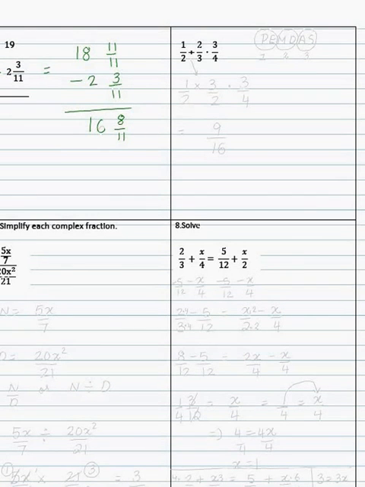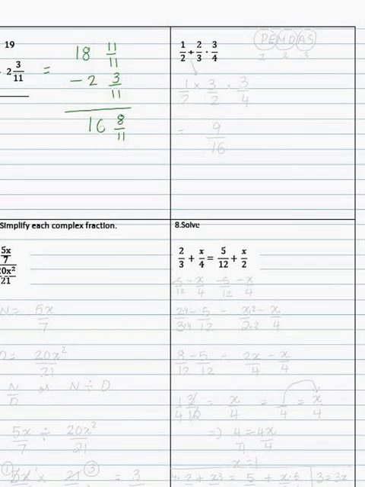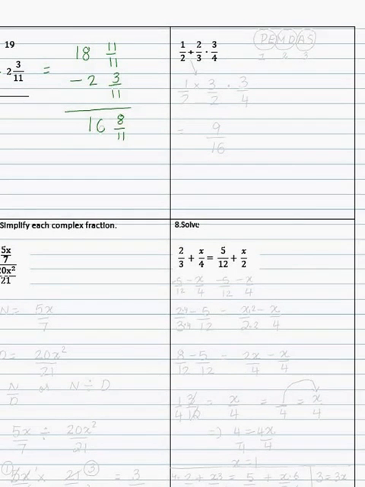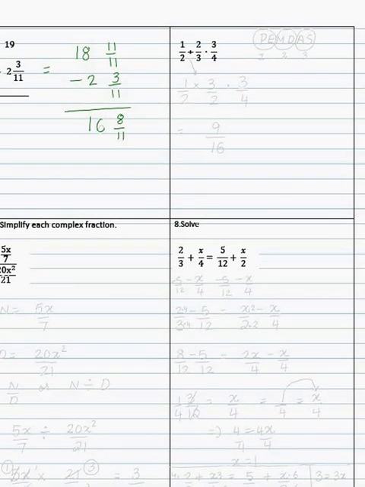Or there's one more way of doing it, which would be, I'm going to change 19 to 18 plus 1. 19 is 18 plus 1, correct? So 18 plus 1. Instead of saying a 1, I would do 11 over 11, minus 2, 3 over 11. See how I changed my fraction? Instead of 19, I made it 18, 11 over 11. What is 11 over 11? 1. 18 plus 1 is 19.